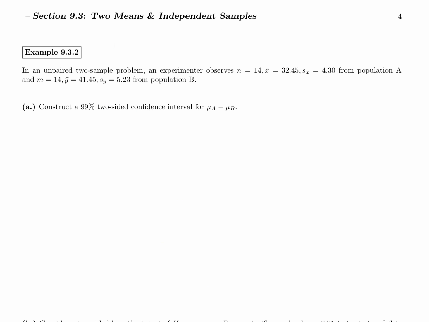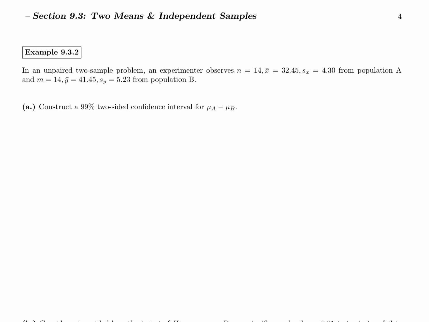For example, 9.3.2, we're going to talk about an unpaired two-sample problem, and our experimenter observes n equals 14 data points with an x bar of 32.45 and a standard deviation of 4.3 from population A, and m equals 14 data points, and y bar equals 41.45, and standard deviation of y is 5.23, all from population B. This one doesn't have a big setup, it doesn't tell you the context of the problem. It just says, here's all the information you need, now let's do something with it. So pretty straightforward. We want to construct a 99% two-sided confidence interval for mu A minus mu B.